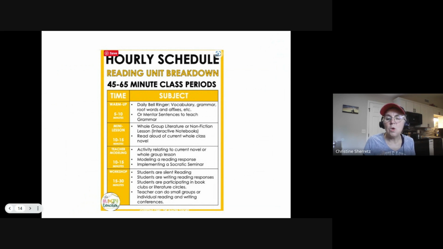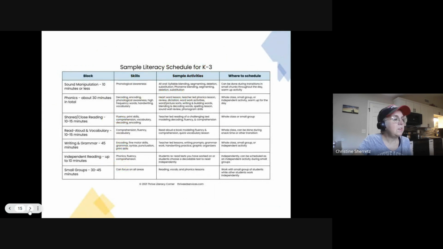So the thing is, you have to include all of these aspects of reading in your reading block. If you're a first grade teacher, you have to include phonics, you have to include phonemic awareness, you have to include vocabulary, comprehension. How do you include all of that? Of course, that's going to look different if you teach 7th and 8th grade. You're not going to spend as much time in phonics, although you may need to if your students are not reading on grade level. So these are examples of schedules.